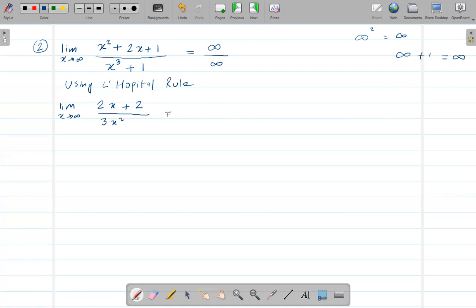Now let's see again. If x goes to infinity, we have 2 times infinity plus 2 over 3 times infinity squared. Infinity times 2 is still infinity, plus 2 is still infinity. Infinity squared times 3 is also infinity, right? Again, we have infinity over infinity, so we need to use L'Hopital rule a second time.